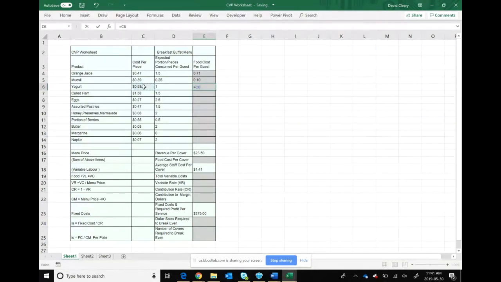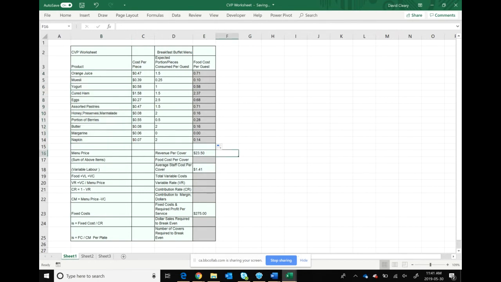Yogurt is 58 cents per portion, and we're expecting a guest is going to have one portion, so the food cost for yogurt for one guest is 58 cents, and we're just going to do that all the way down, multiplying straight across. There we go. Eggs. Now, for the sake of time in this example, I'm just going to fill in the rest very quickly. Awesome. So now we have the expected food cost for one guest for each item, all the way from orange juice down to a napkin.